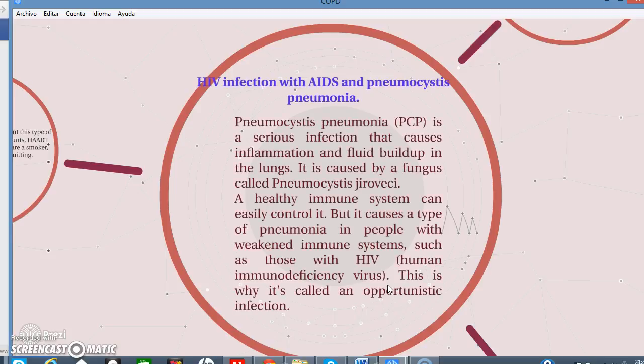First, we have the definition. Pneumocystis pneumonia is a serious infection that causes inflammation and fluid buildup in the lungs. It is caused by a fungus called Pneumocystis jirovecii.